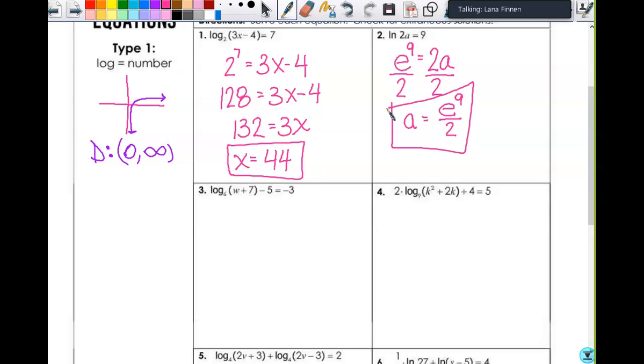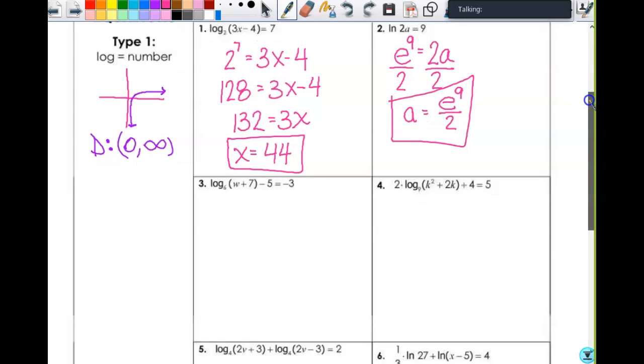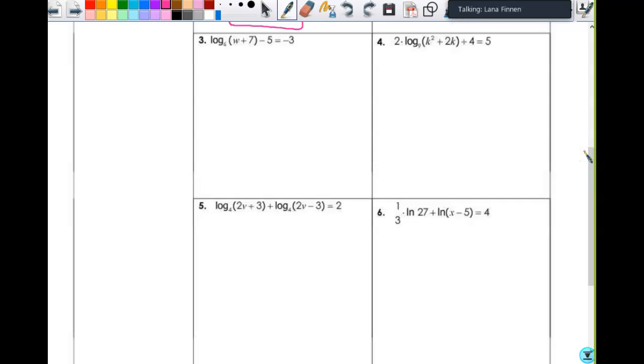Alrighty, we are going to skip number 3, and we're going to go to number 4. All right, so the first thing I want to do is move this 4. So this gives me 2 times log base 9 of k squared plus 2k equals 1. So with that 2, I have a couple of options. I have a power rule, so I know that this 2 can become an exponent right here. Then I would have to square this thing, which is fine. I'm capable of doing that.